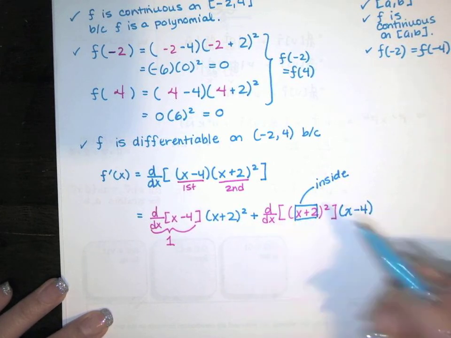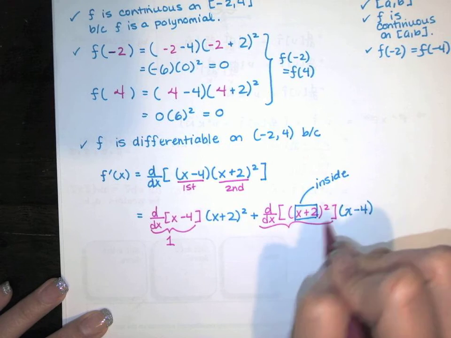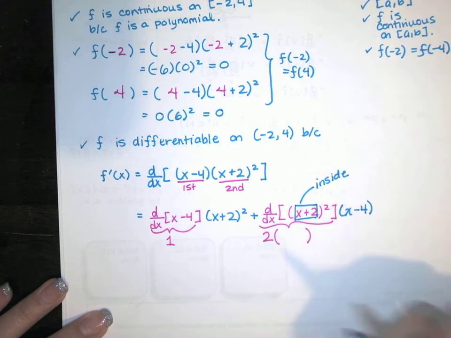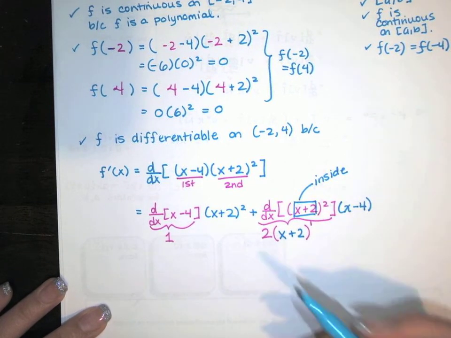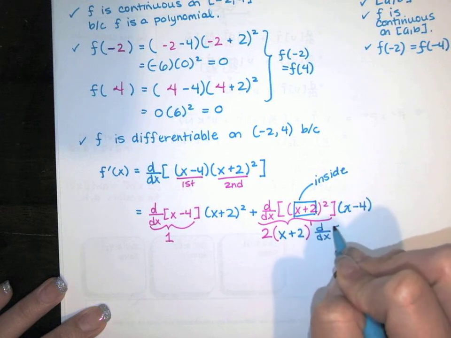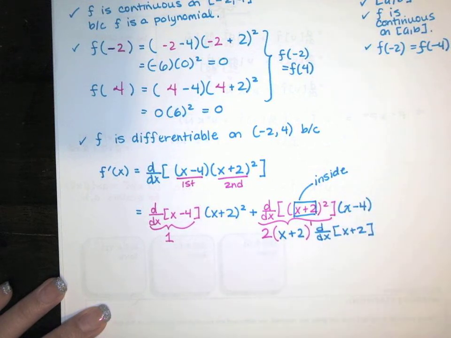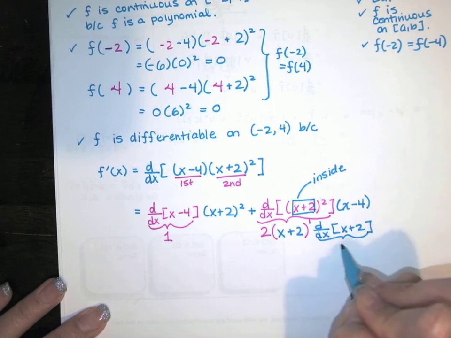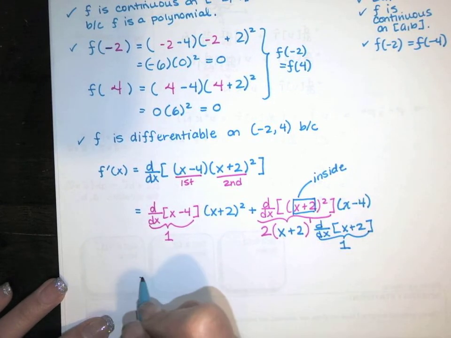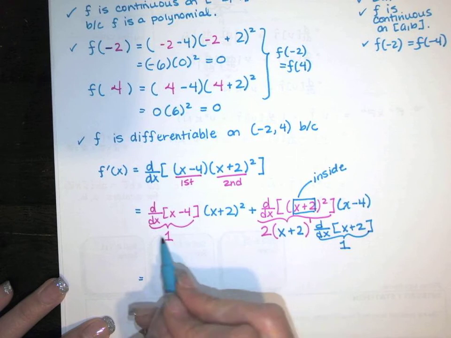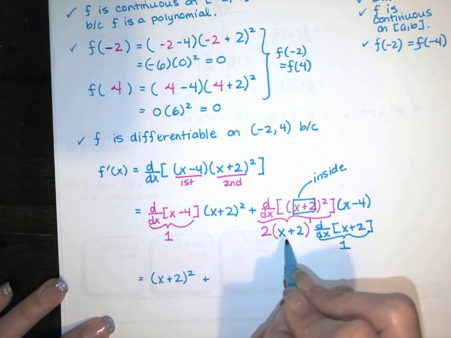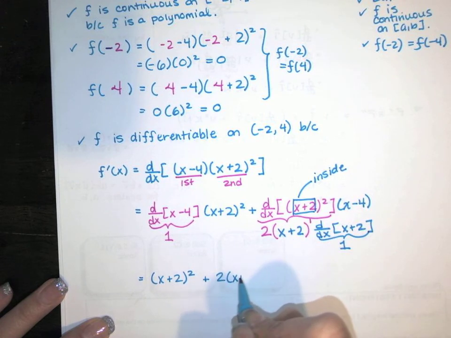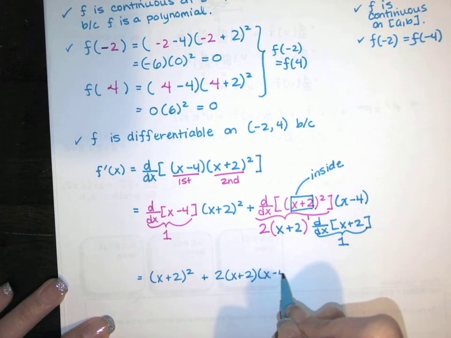The derivative of a function squared by the chain rule is 2 times that function, and you multiply by that function to the 1 less power, but 2 minus 1 is just 1. And then you multiply by the derivative of the inside by the chain rule. And the derivative of x plus 2 is just 1. So this simplifies to x plus 2 squared times 1, which is just x plus 2 squared. And then over here we've got a 2 and an x plus 2 and an x minus 4.